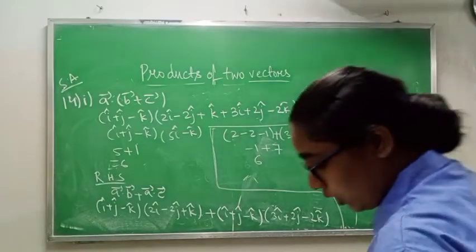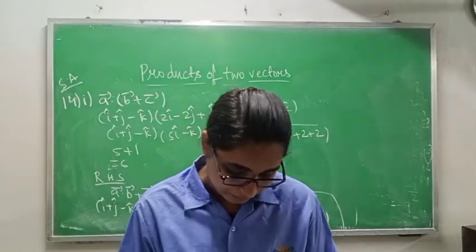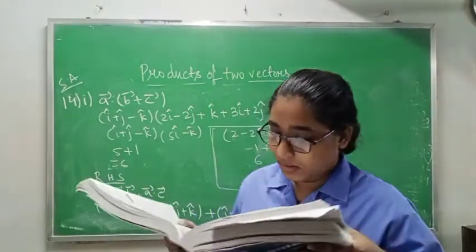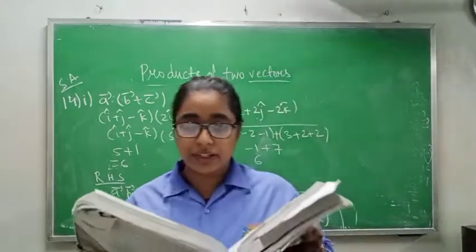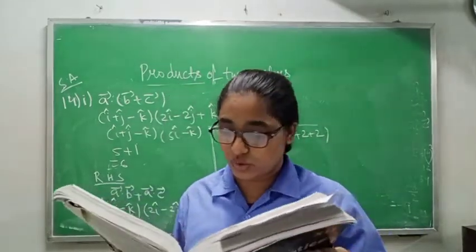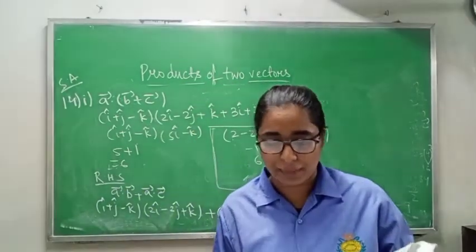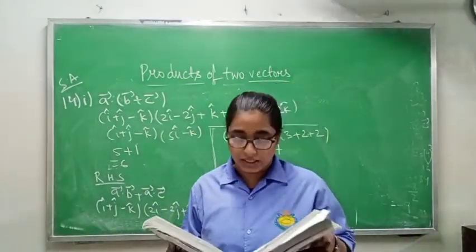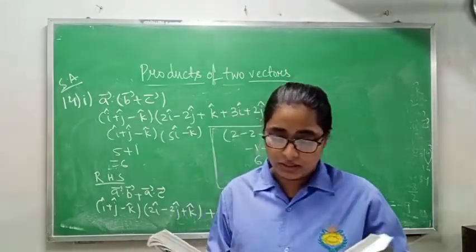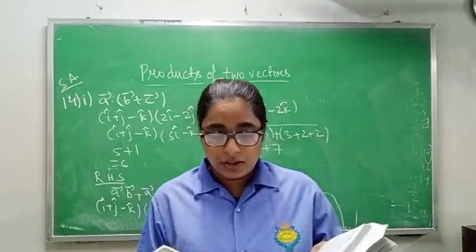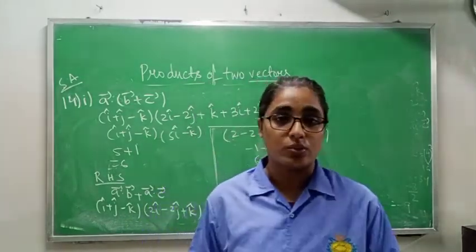Class 12, short answer type question, question number 41. It is written that if a vector equals i cap plus j cap minus k cap, b vector equals 2 i cap minus 2 j cap plus k cap, and c vector equals 3 i cap plus 2 j cap minus 2 k cap, show that a vector dot b vector plus c vector equals a vector dot b vector plus a vector dot c vector. Okay, you have to show this one.